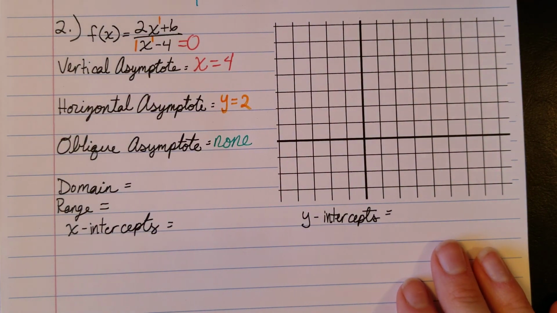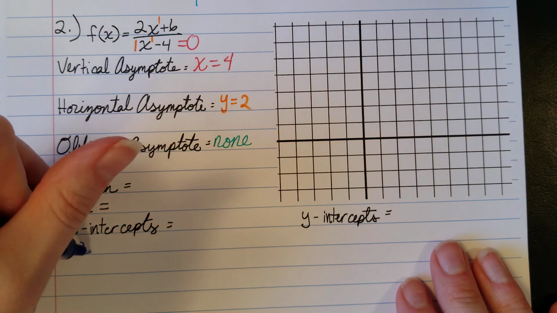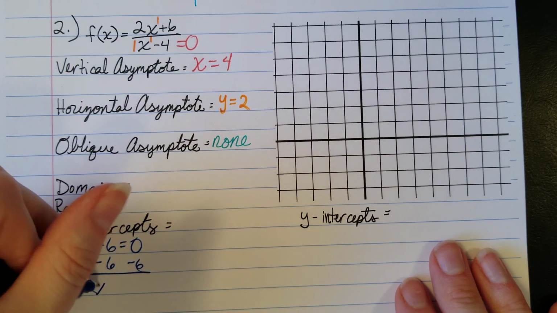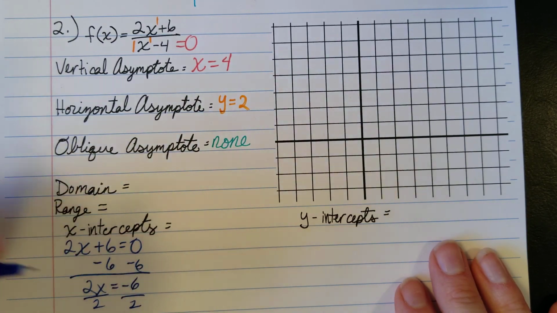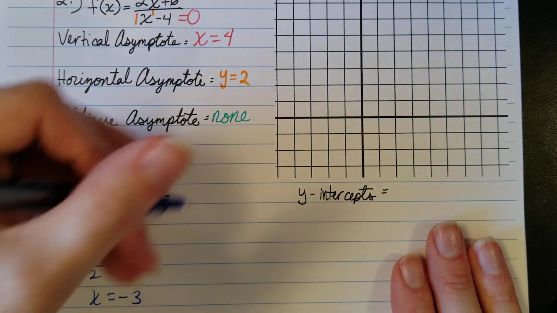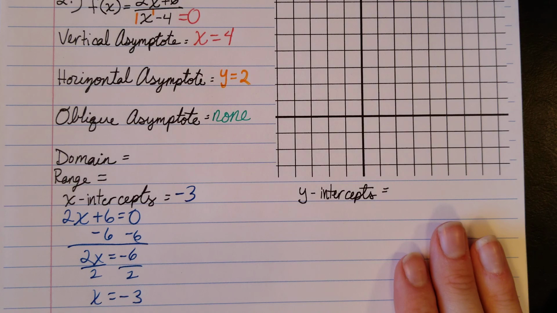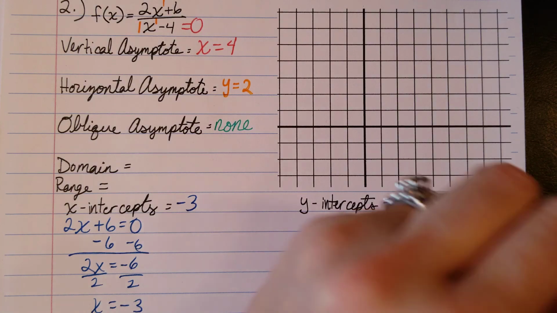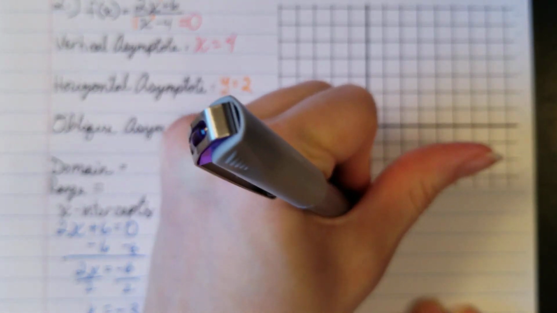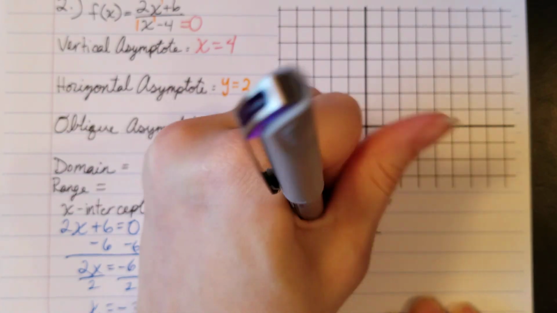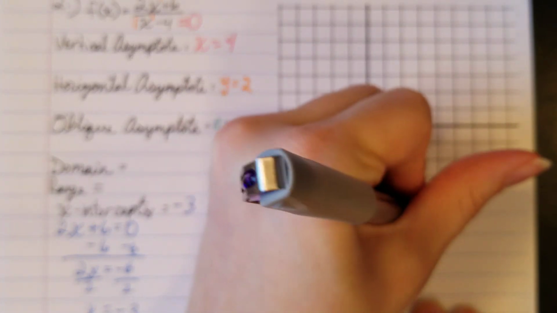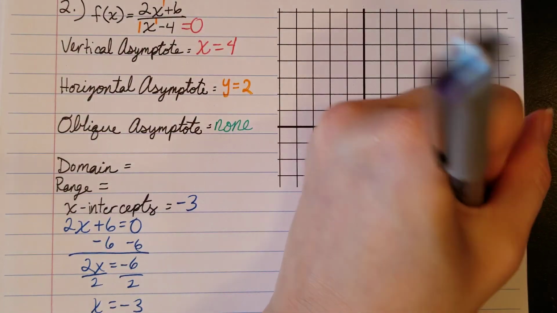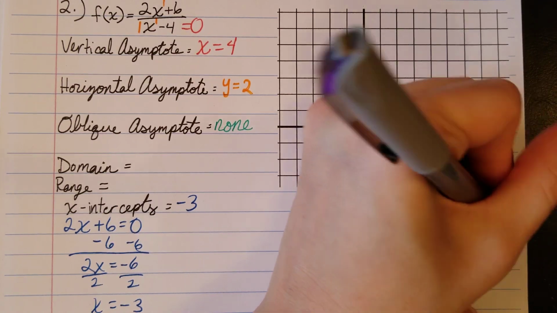And then let's look for the x-intercepts by setting the numerator equal to 0, and then solve for x. So x equals -3. And then for the y-intercept, we can just plug in 0 for x. So 2 times 0 plus 6 over 0 minus 4. So that would be 6 over -4. So that would be -3/2, which is the same thing as negative 1.5.